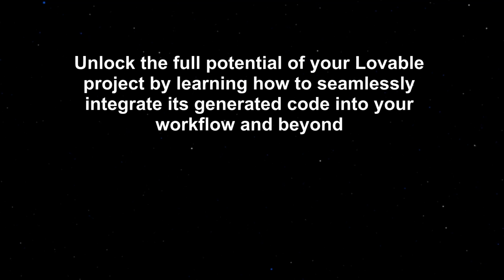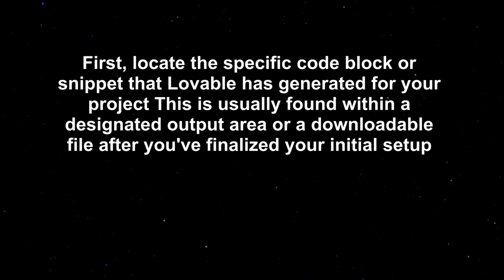Unlock the full potential of your Lovable project by learning how to seamlessly integrate its generated code into your workflow and beyond. First, locate the specific code block or snippet that Lovable has generated for your project. This is usually found within a designated output area or a downloadable file.